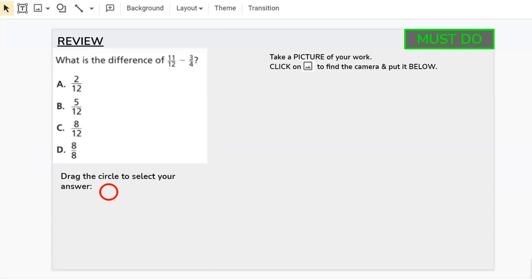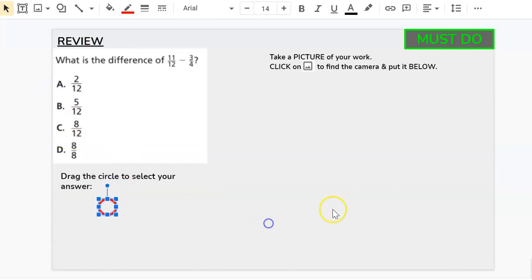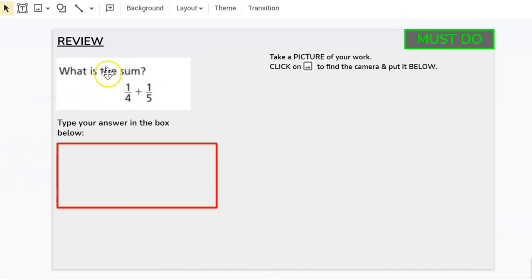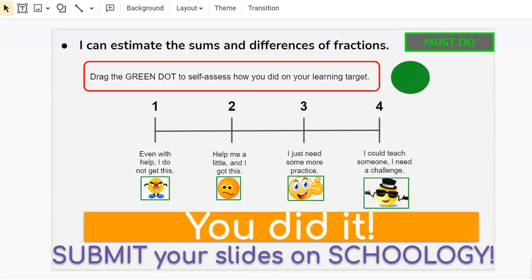Then you have a couple more review problems. This one says, what is the difference? So this one is an exact answer. So you're going to do your work, finding your LCD and subtracting on your whiteboard. Drag the circle to the correct answer. Show your work right here. Then you have one more review problem, finding the sum, the answer to the addition problem. Again, this is an exact answer, so make sure you're finding the exact answer on your whiteboard, taking a picture of your work and putting it below, and typing your answer. Then rate yourself on how you did today and submit your slides on Schoology.